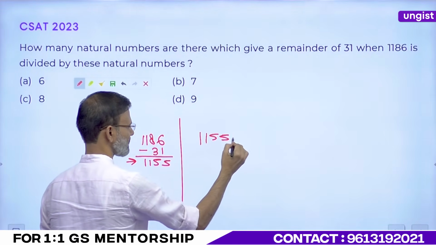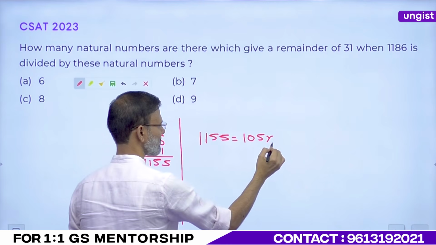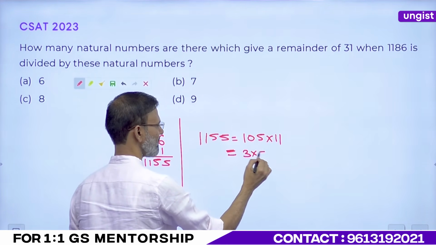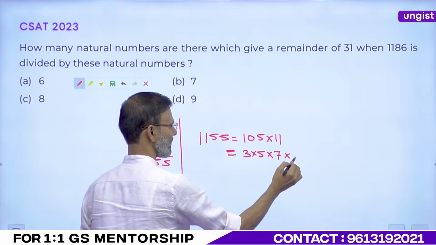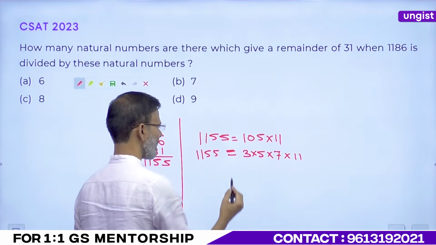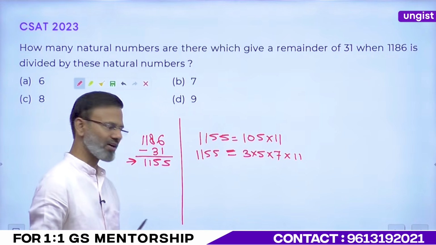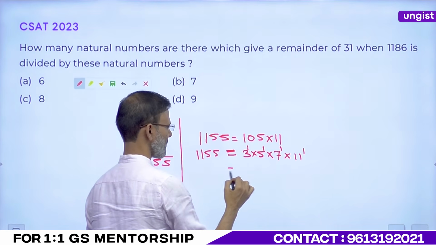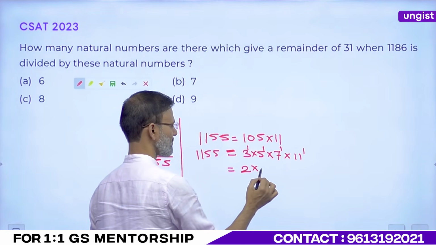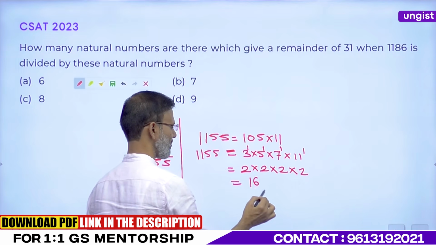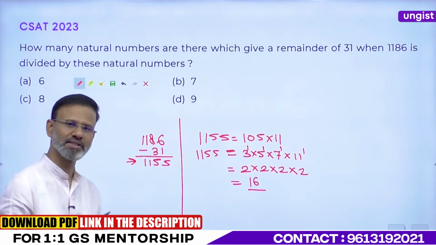1155. This is actually 105 into 11, and 105 is 3 into 5 into 7. So 1155 is 3, 7, 5, 11. The total number of factors of 1155 will be, this is 1, this is 1, this is 1, this is 1. So the total number of factors will be 2 into 2 into 2 into 2. So this is 16. The total number of factors of 1155 is 16.